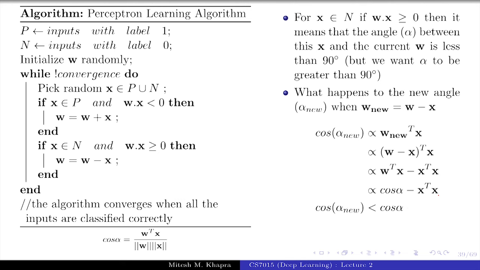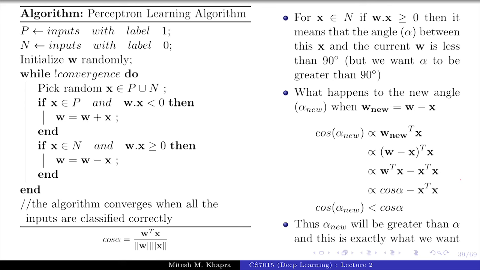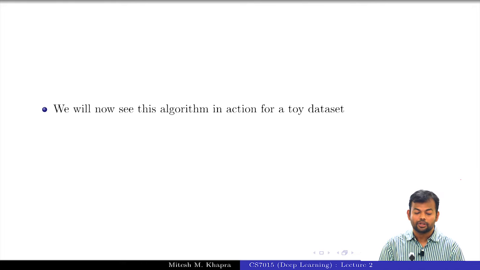That means cos alpha new is going to be less than cos alpha. There is a slight bit of mathematical incorrectness I'm doing here, but that does not affect the final result. So I'll just gloss over that, and you can go home and figure it out. But it doesn't take away from the final intuition and interpretation, right? And so now the new cos alpha is going to be less than the original cos alpha. That means the angle is going to be greater, and that's exactly what we wanted. Okay, so we'll now see this algorithm in action for a toy data set.